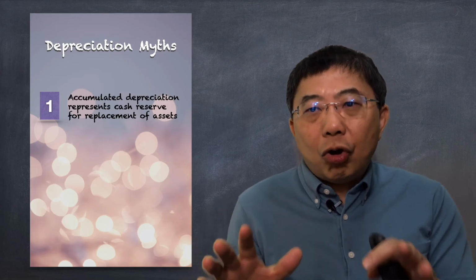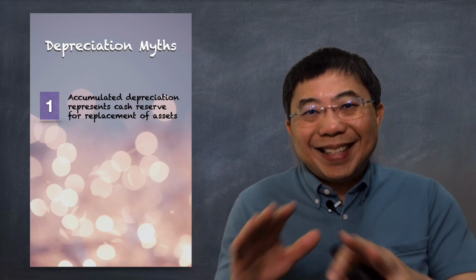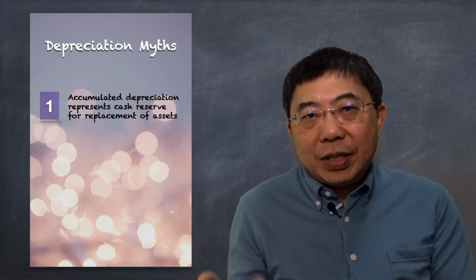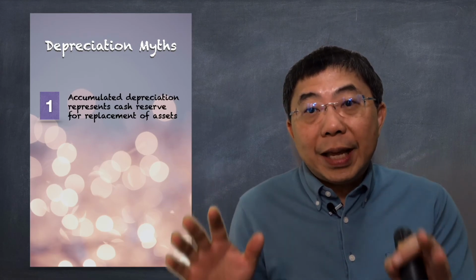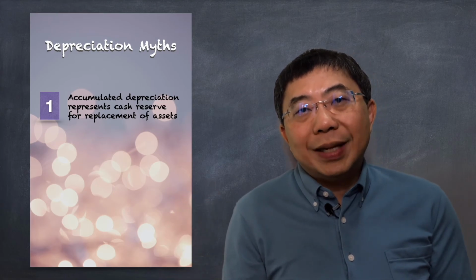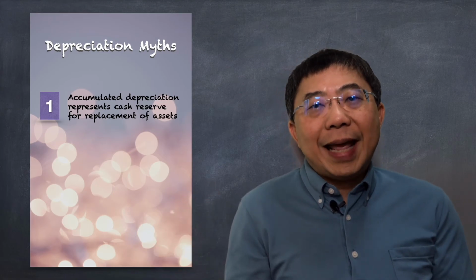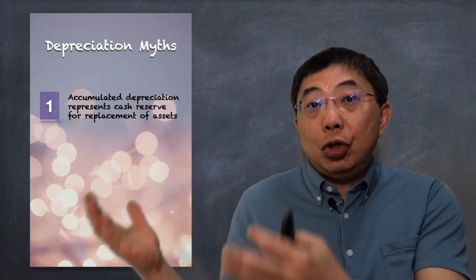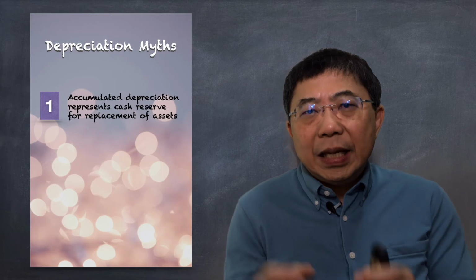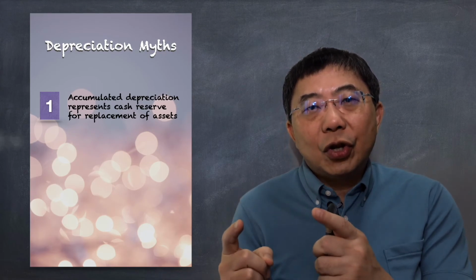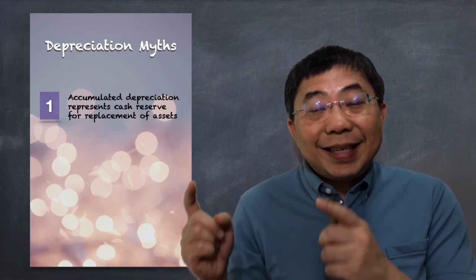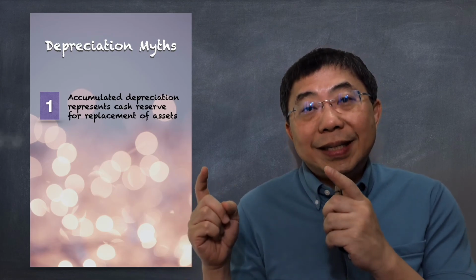We have already concluded that depreciation has nothing to do with cash flow. Depreciation is a non-cash item, and the accumulated depreciation does not provide any cash reserve that can be used in later years. If we really need cash for the replacement of assets in the future, this cash needs to be separately set aside.